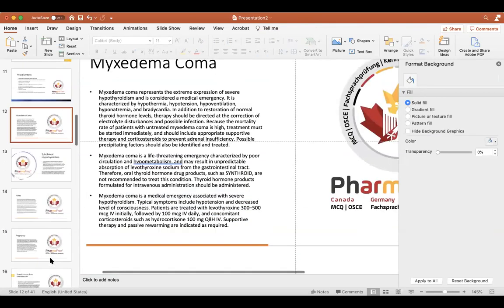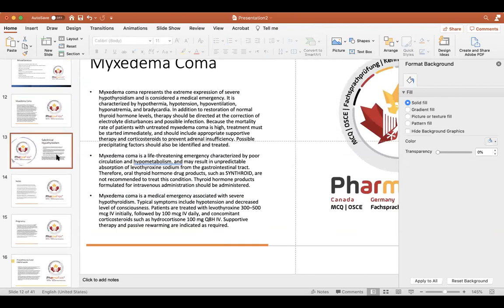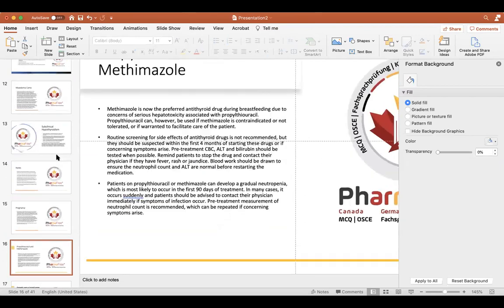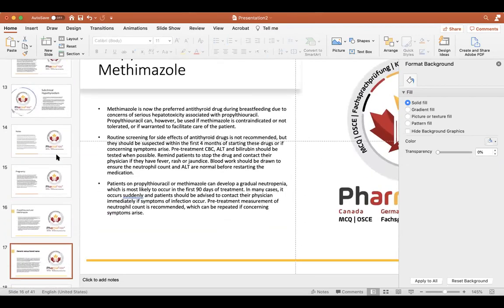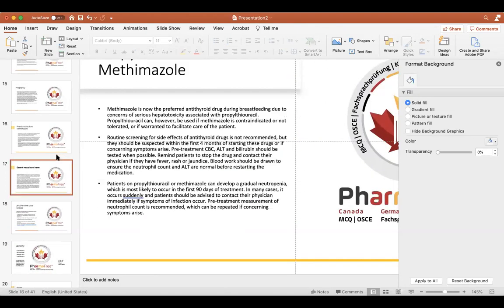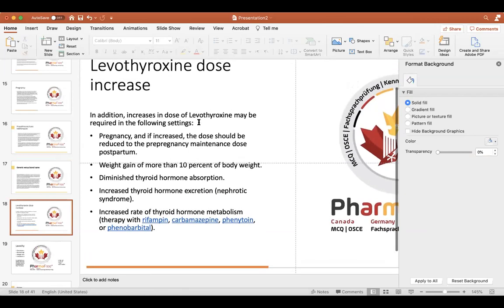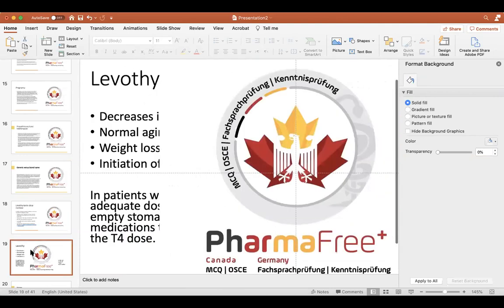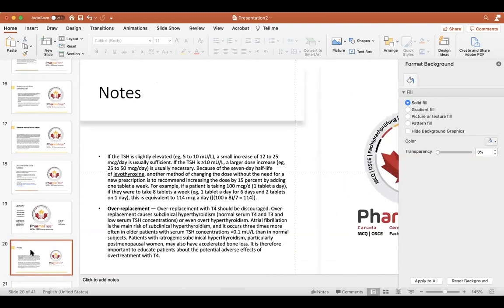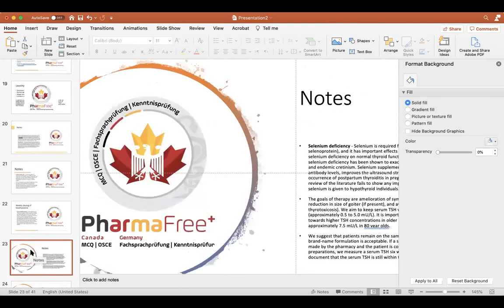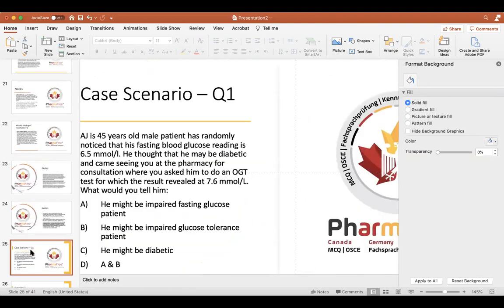Okay, my friend, you will have here some notes and some information. I think it's important to read. You can read it by yourself. Pregnancy, methimazole. This is a common case, by the way. Levothyroxine dose: when to increase the dose, when to decrease the dose. You can read all those notes. And weekly dosing of levothyroxine, selenium.